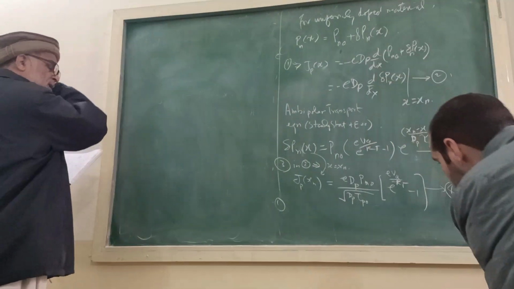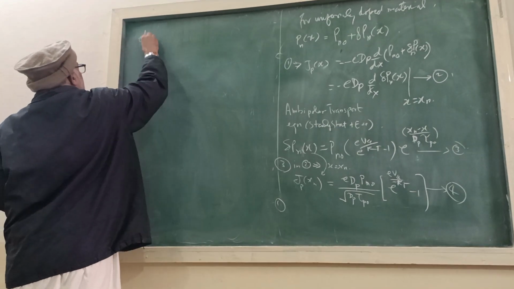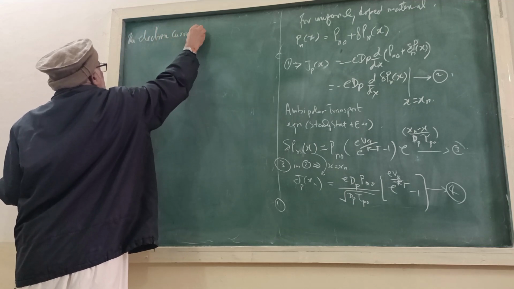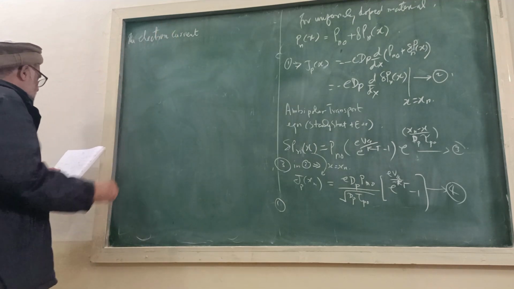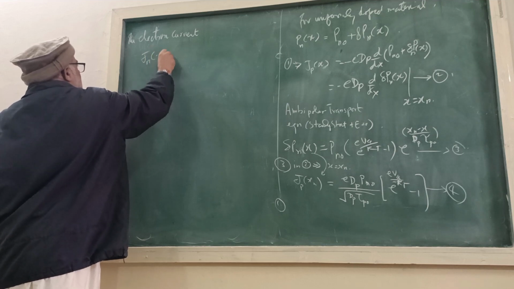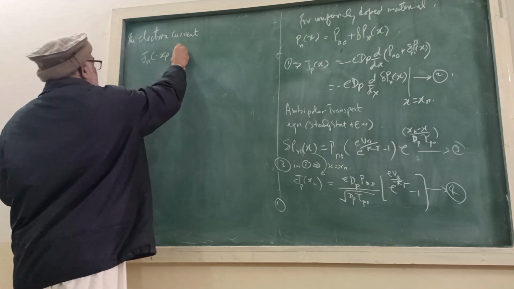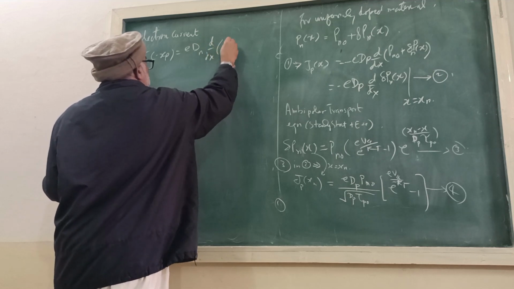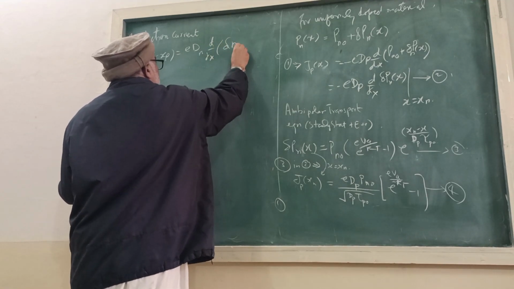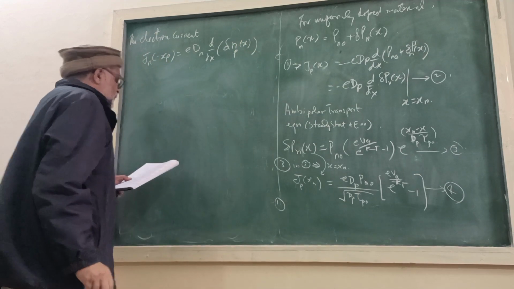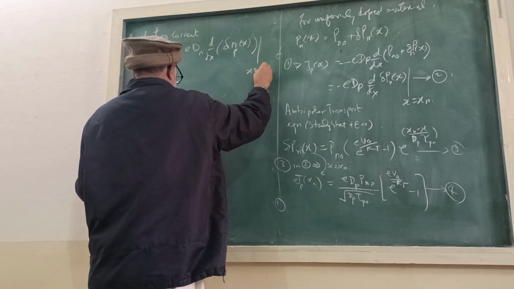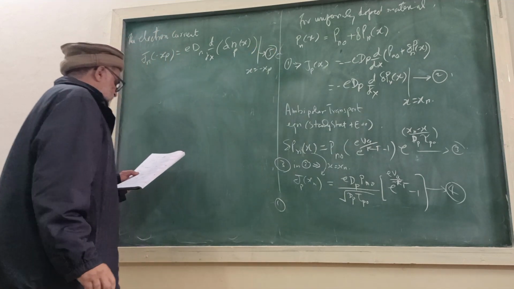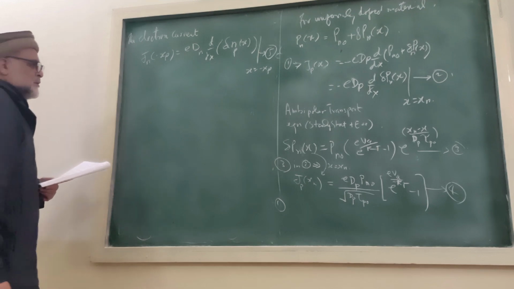Similarly, this was the whole current, the electron current, right? The electron current J_n, that is equal to e D_n d by dx of delta n_p at x, at x equal to minus xp. That is equation number 5. Again from the ambipolar transport equation.